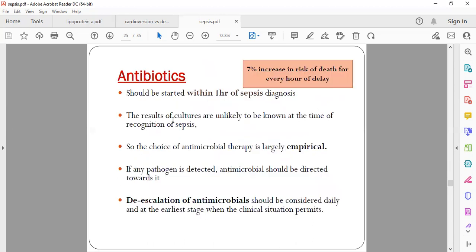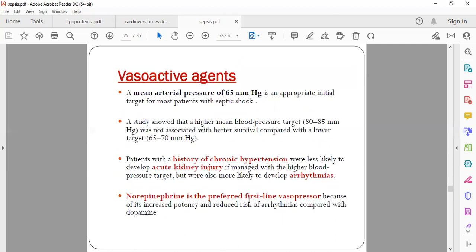Antibiotics should be started within 1 hour of sepsis diagnosis. Once you have suspected a patient with sepsis, you should start antibiotics immediately after taking cultures. It has been seen that if you delay starting antibiotics by more than 1 hour, there is a 7% increase in risk of death for every hour of delay. Initially, because we do not have culture reports, we start empirically with broad-spectrum antimicrobial therapy, and based on the culture reports and the response, we de-escalate based on day-by-day assessment.